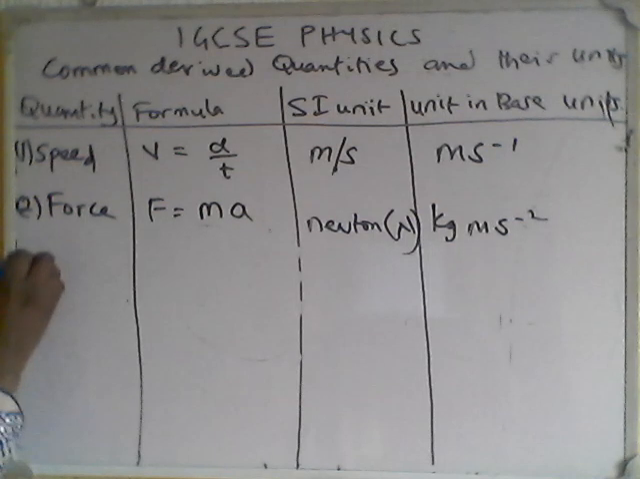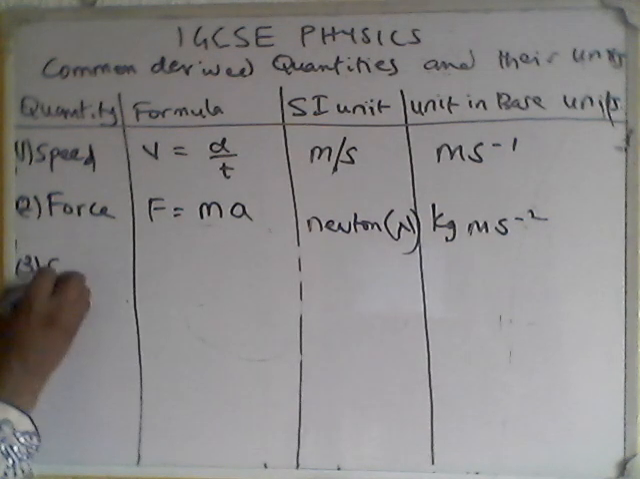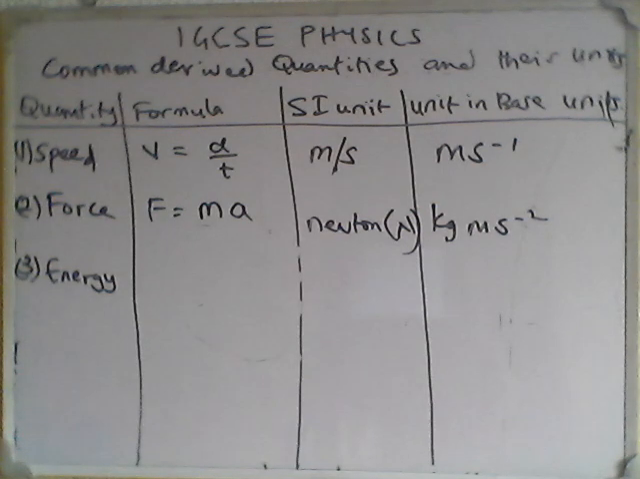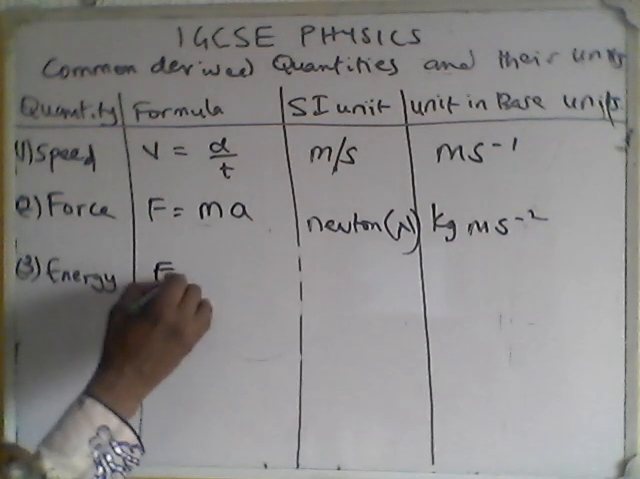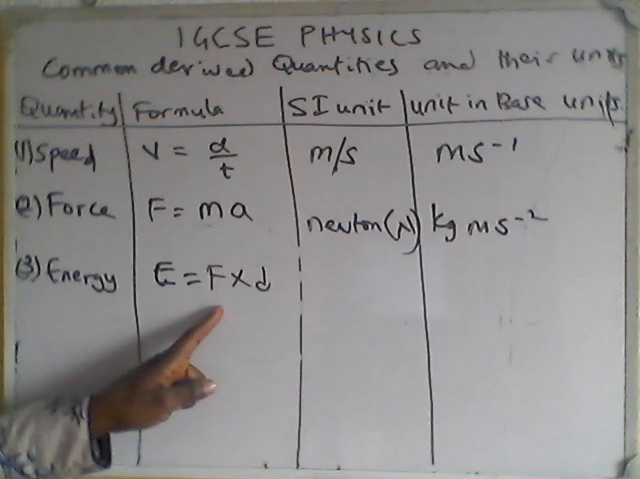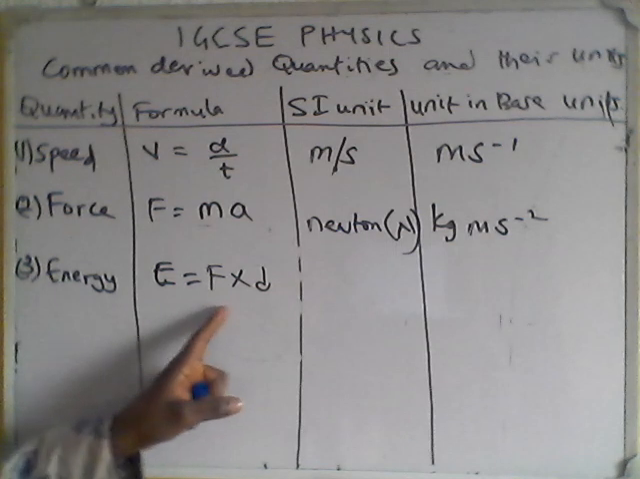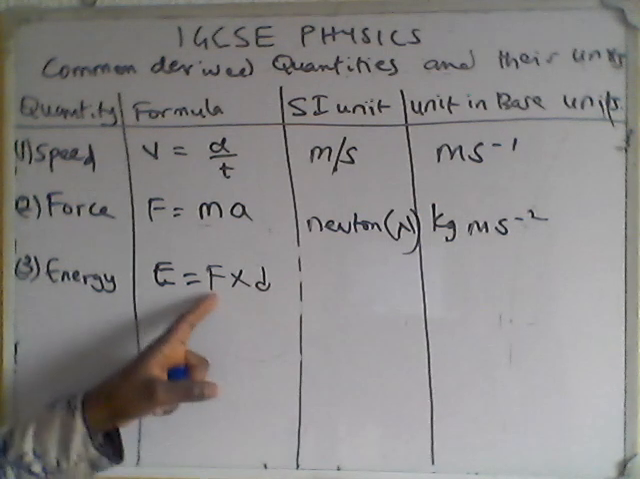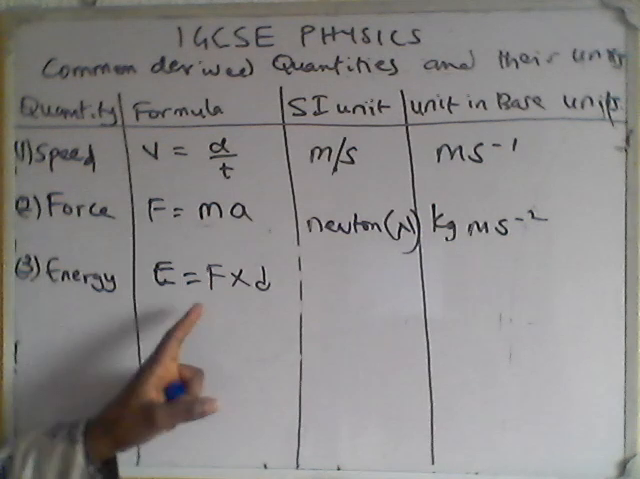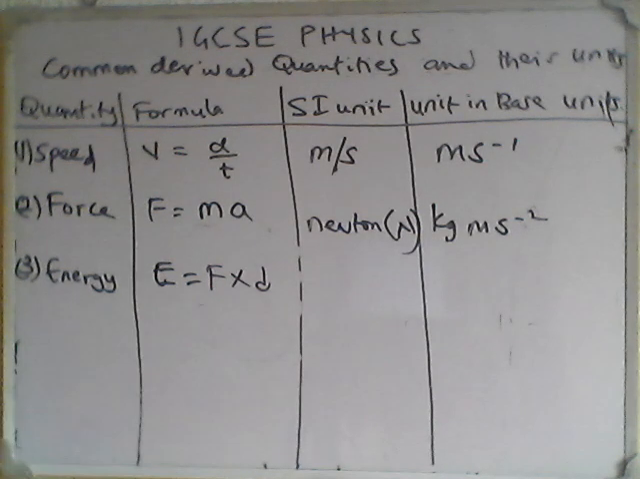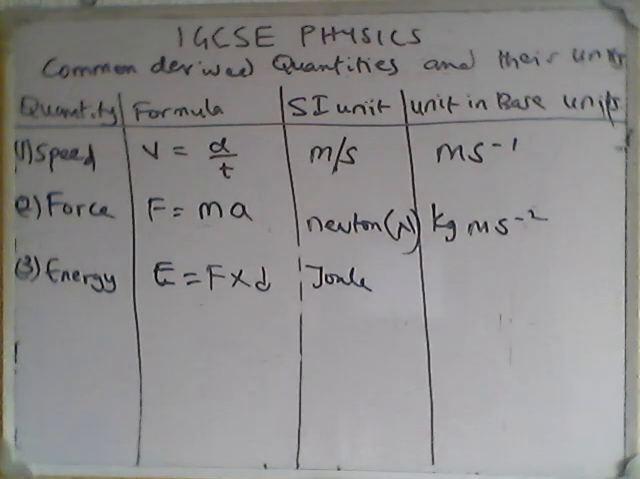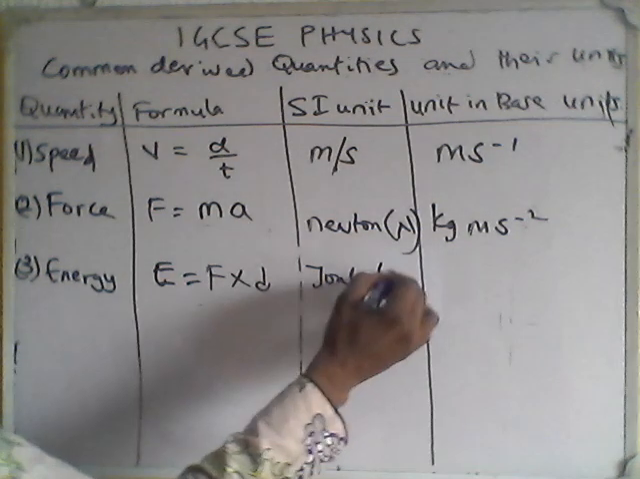So the third derived quantity I want to talk about is energy. Energy is defined as the rate of work done. So energy E is equal to force times distance. Again, force is a derived quantity, but distance is a fundamental quantity. Force can be broken into derived components. I just did that in this place. And the SI unit is the joule, J, like this.